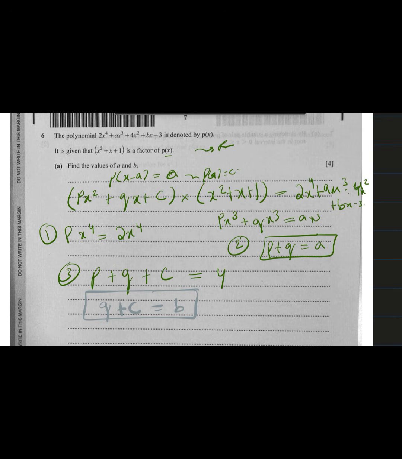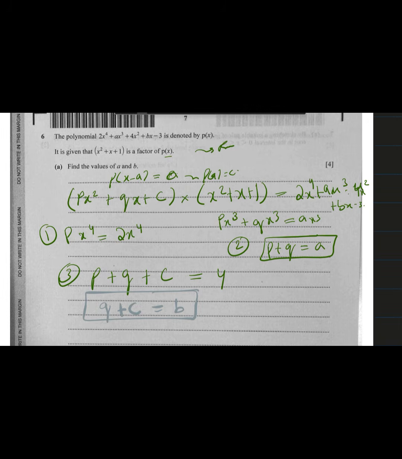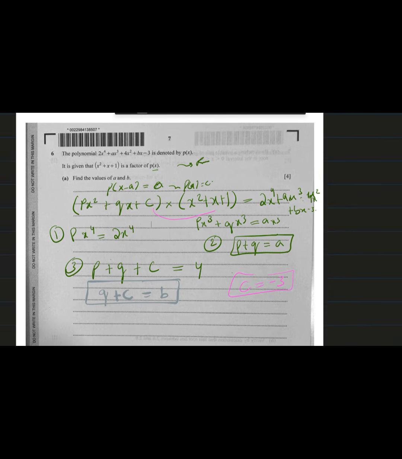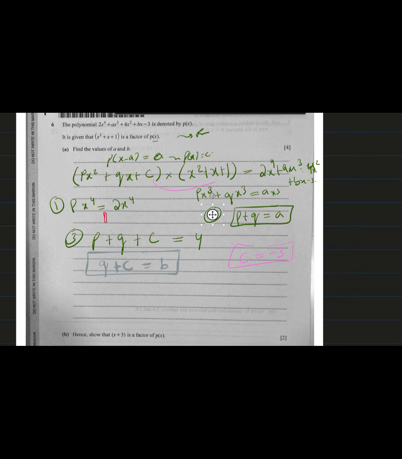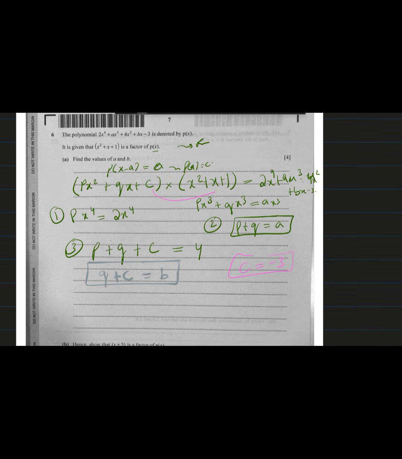And if we talk about the final equation, c multiplied by 1 would be minus 3. That is also one of the equations. So we can use that now to calculate most of the stuff. px power 4 is equal to 2x power 4, so p will be equal to 2, right? So our p is equal to 2.